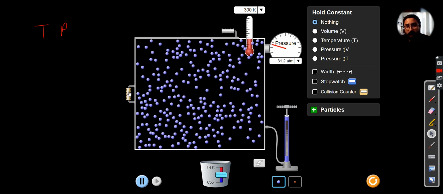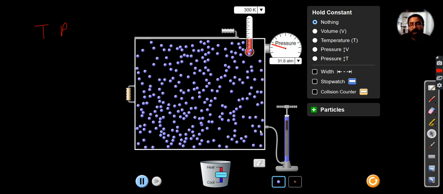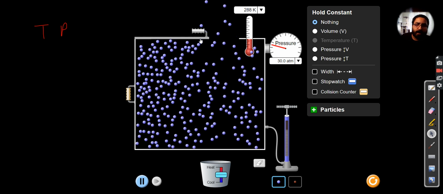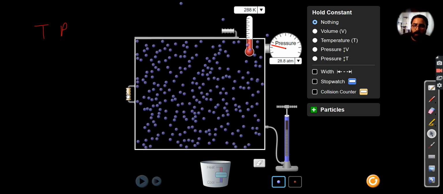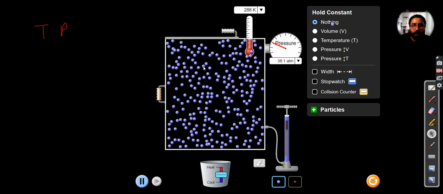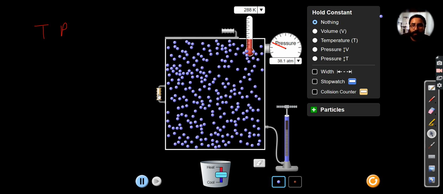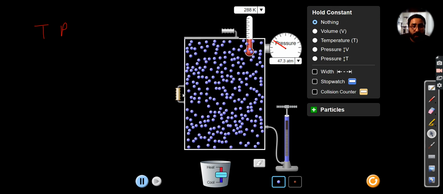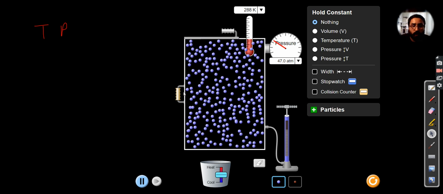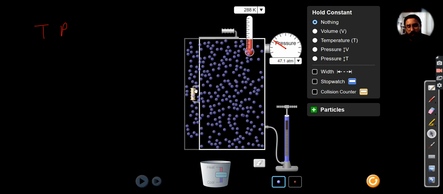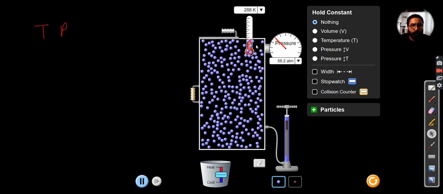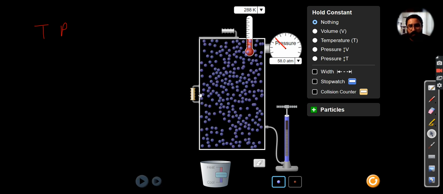For example, you can increase the number of collisions not by opening it, but by actually reducing the volume, making it smaller. You can see what will happen to the pressure as we close the container. As we compress the gases, they crash into the walls more and more and more, and you have a higher pressure. So pressure is the collisions caused by the particle motion, right?